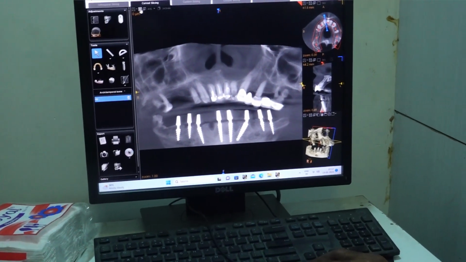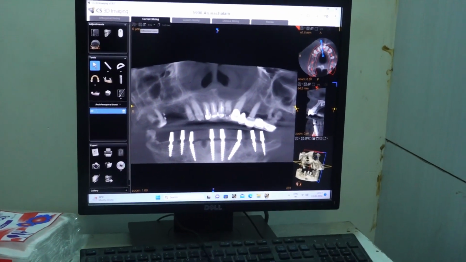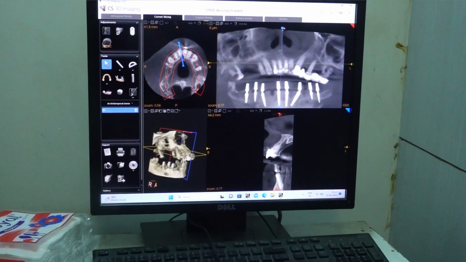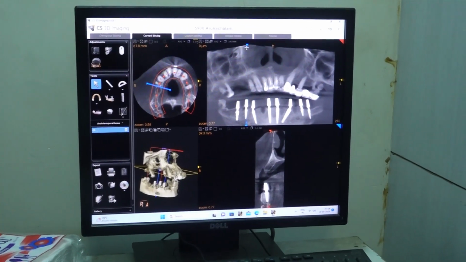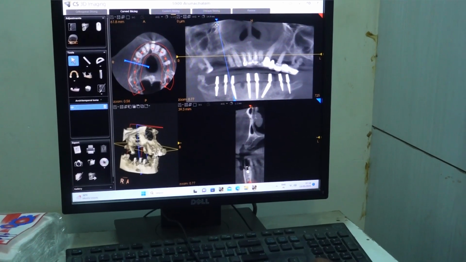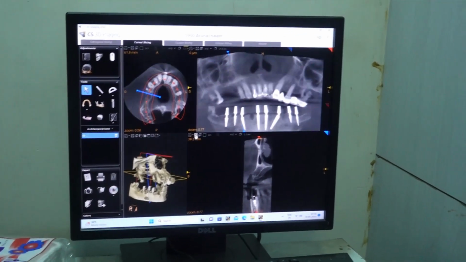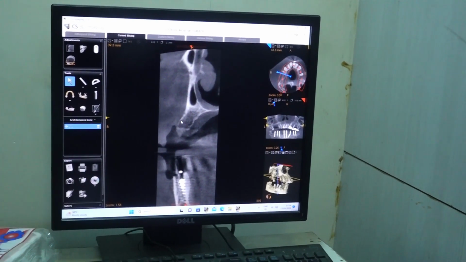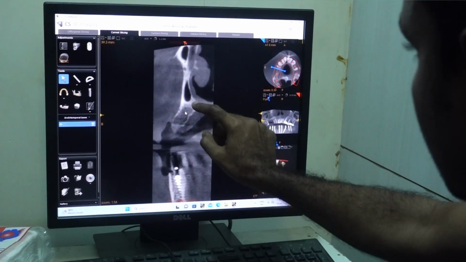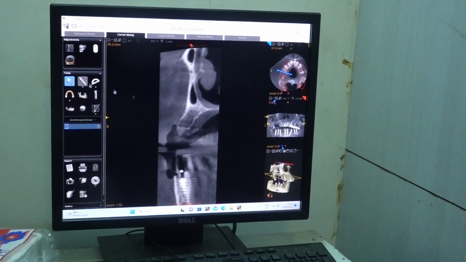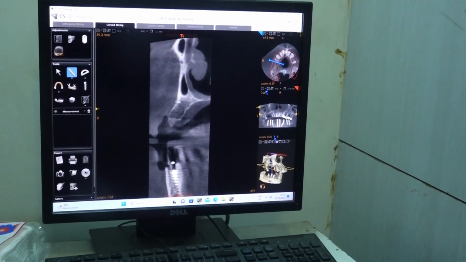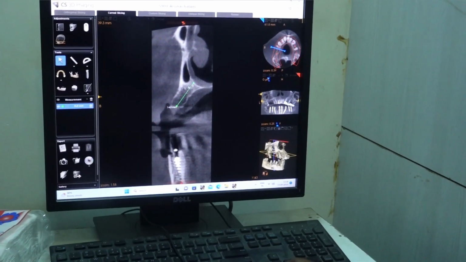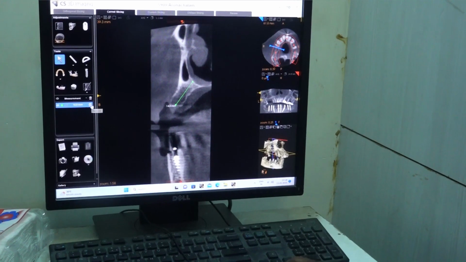Now we will see the cross section. First we will see the premolars. Right side we will do the planning first. This is the second premolar, right? So if you see the bone, about 80% of the length is porous till here. Only at the apical end it is somewhat okay. Almost you can place 14 to 15 mm of length.